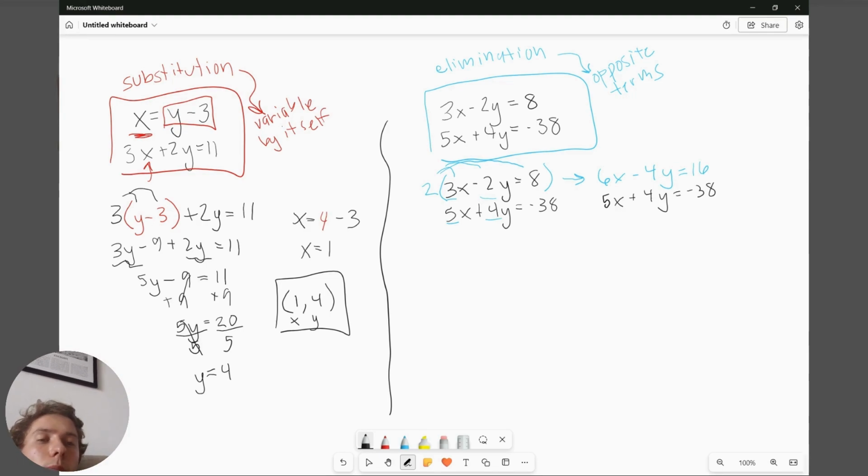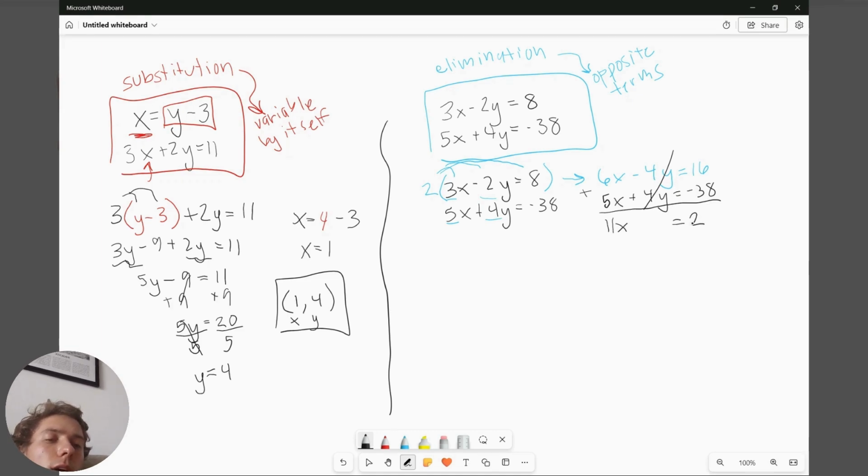So once you have your opposite terms, again, if you need to multiply, go through that process. Sometimes you have to multiply both equations to create opposites. But once you do that, elimination's pretty nice because you can just add your equations. The opposites go away. They cancel out. So what I'm left with then is 6x plus 5x. Combine that. And again, add your other like terms on the other side of the equal sign.